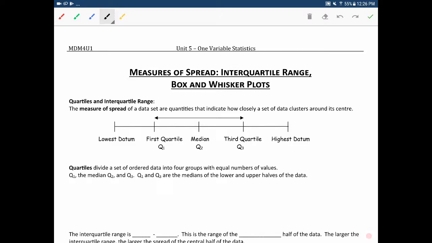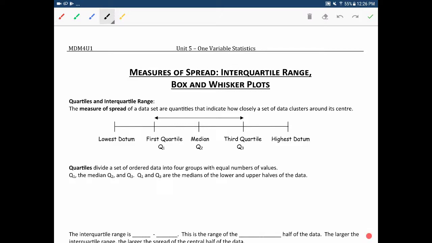So first of all, what is a measure of spread? This is a way of telling how spread out the actual data is. So for instance, just by giving you the median, I can tell you where the middle of the data is, but that doesn't actually tell me a ton about what the rest of the data looks like. So this is a way of doing that.